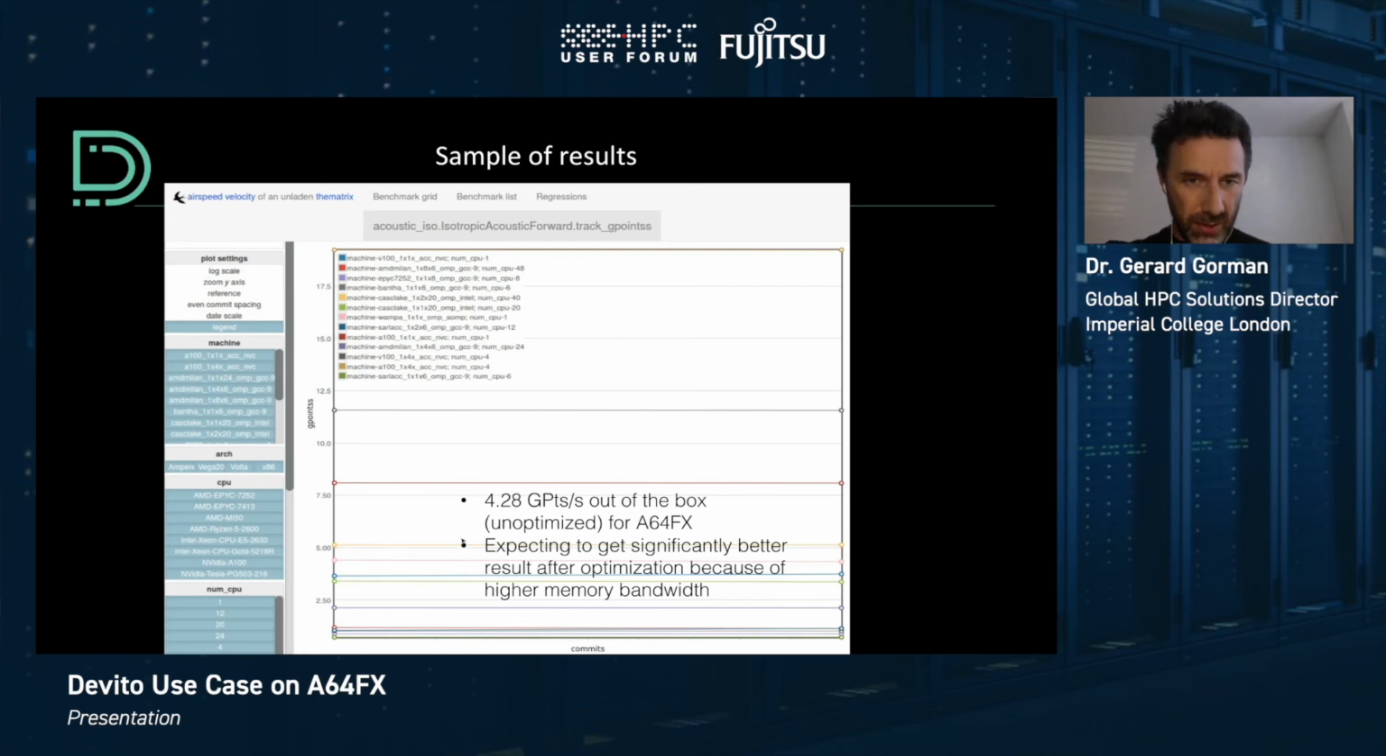So at the moment, it's coming out at 4.2. On this graph here, it's currently just under the Skylake. Now, what we would be expecting, because the A64FX has a much higher bandwidth, is that we should be getting significantly better results, because we know that the isotropic acoustic wave equation is memory bound. But again, just to emphasize, this is an unoptimized, out of the box result.